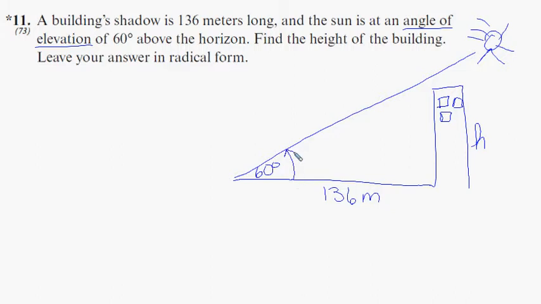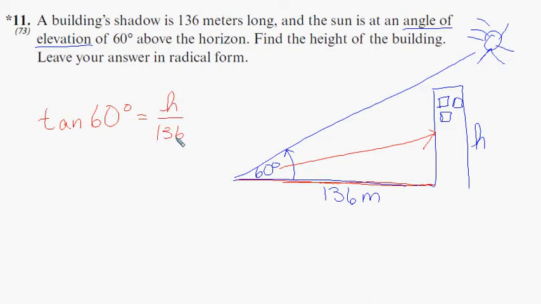Now you can just use your trig functions to find the height. Notice that if you're shooting from this angle, that's the opposite. H, the height of the building, is the opposite over this adjacent piece right here. So that means we're going to use the trig function of tangent. Tangent of 60 is equal to our unknown h over 136. Now we can cross multiply. We get 136 times the tangent of 60 degrees, which leaves us with height isolated. Enter this into your calculator.